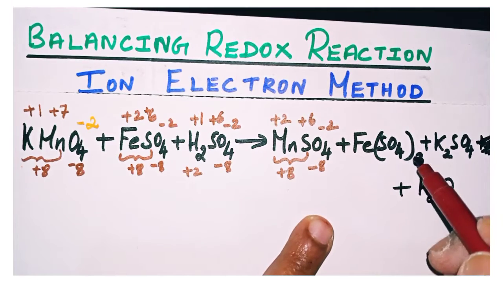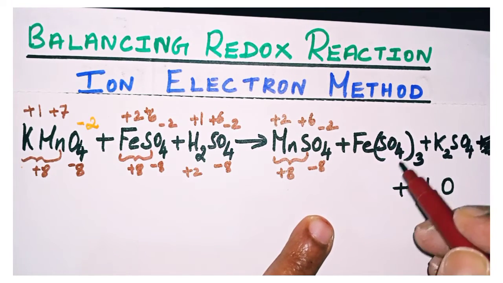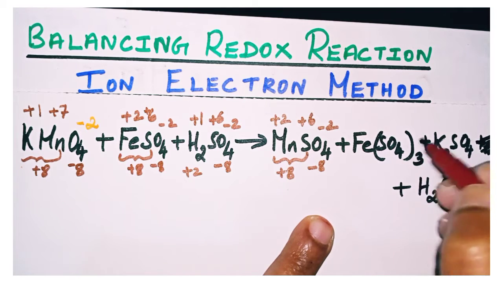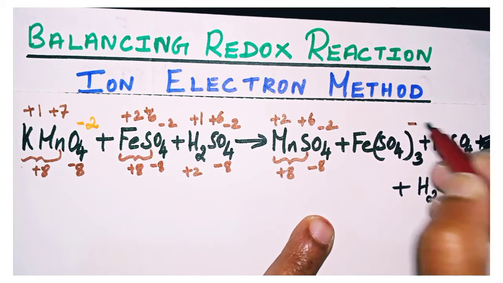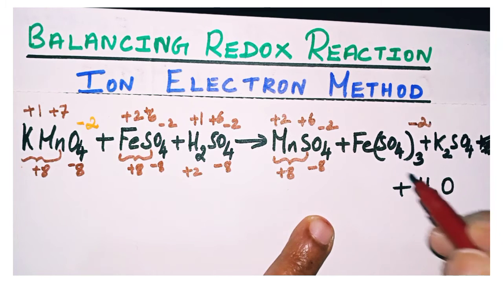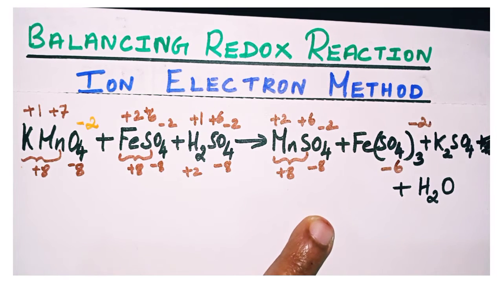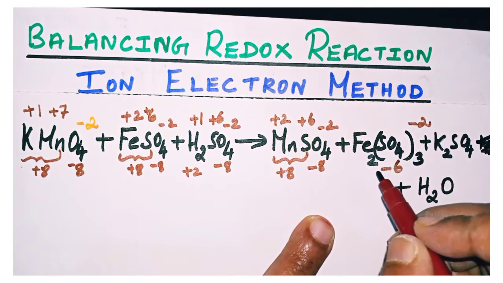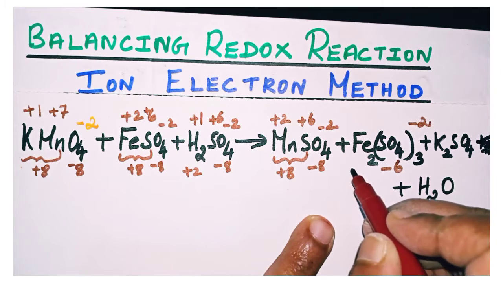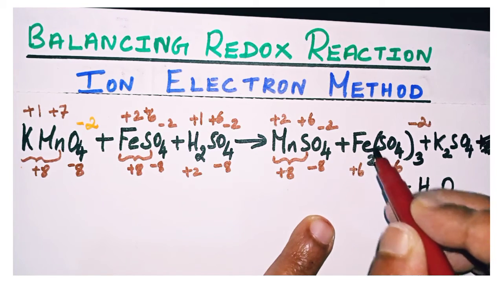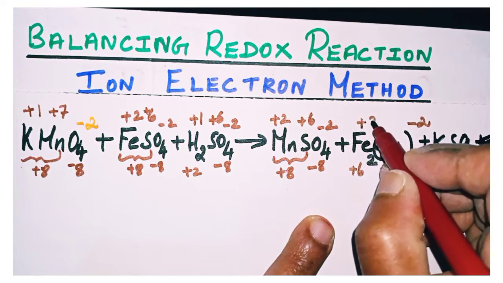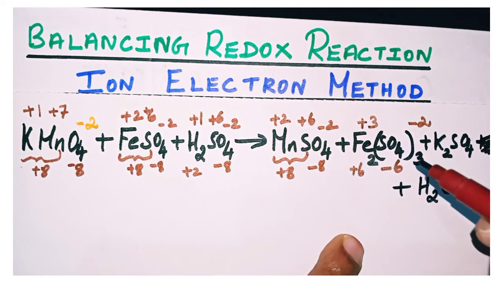Now for Fe2(SO4)3. SO4 together is an ion, and the charge of this SO4 ion is always -2. Here 3 SO4 ions are there, so -2 into 3 gives -6. This is ferric sulfate, Fe2(SO4)3. Then for iron it should be +6 in total, so for 2 Fe atoms it is +6. Then for 1 Fe atom it should be +3. So we found the oxidation state of iron also.